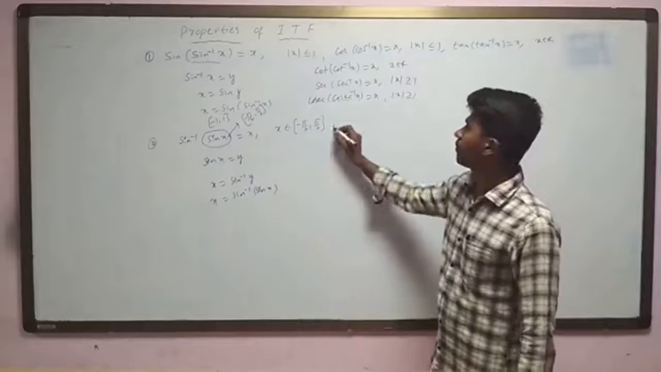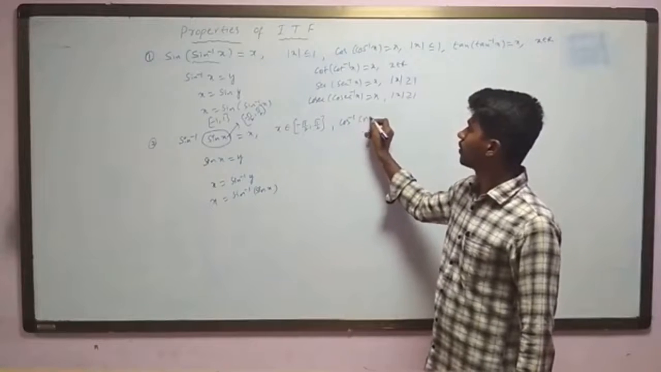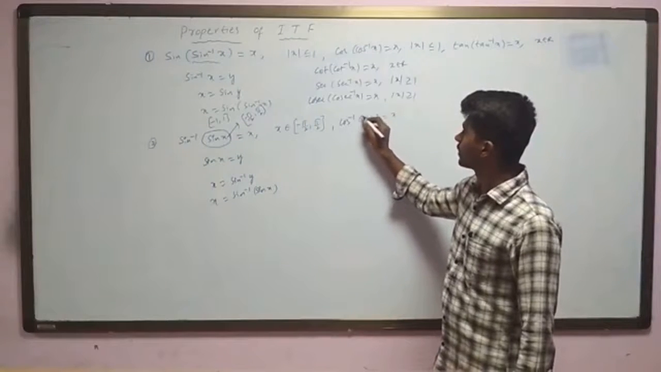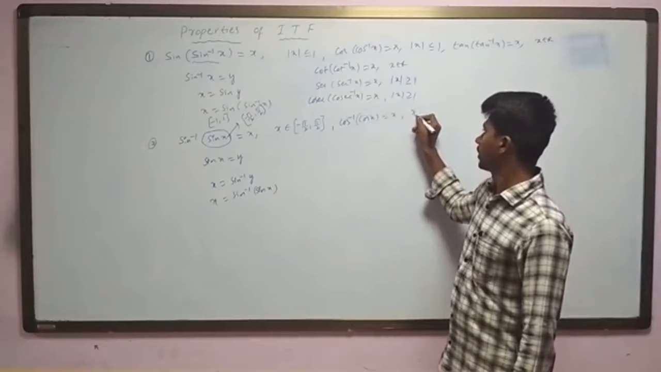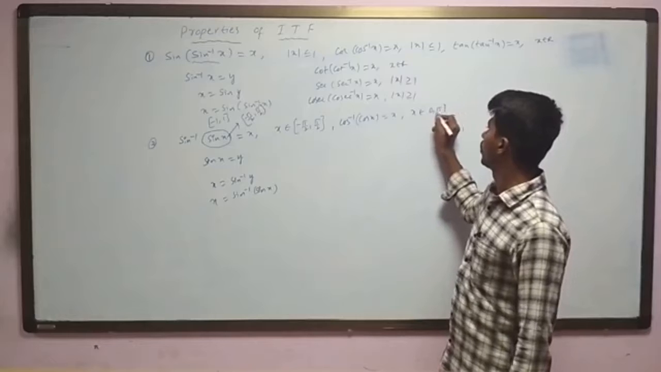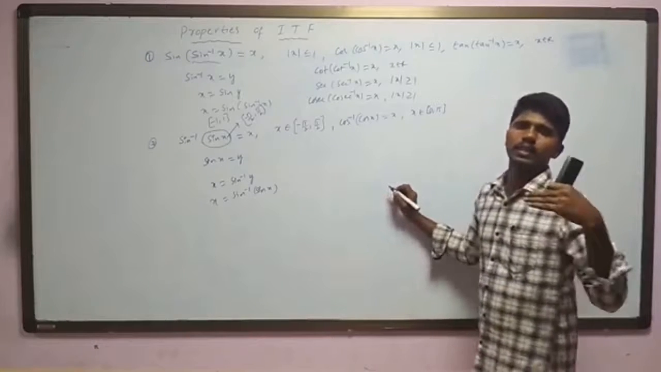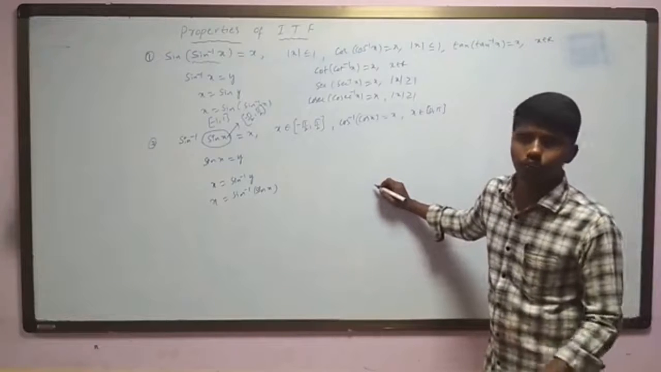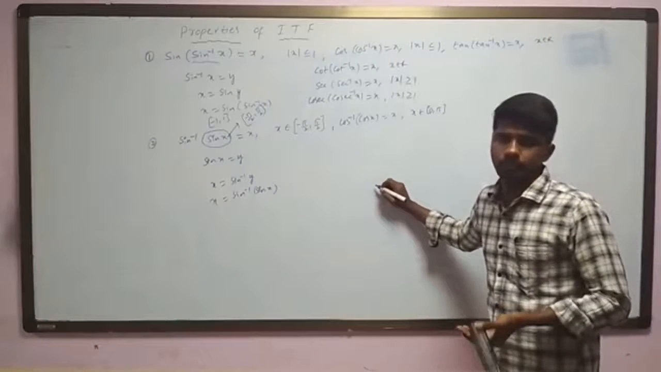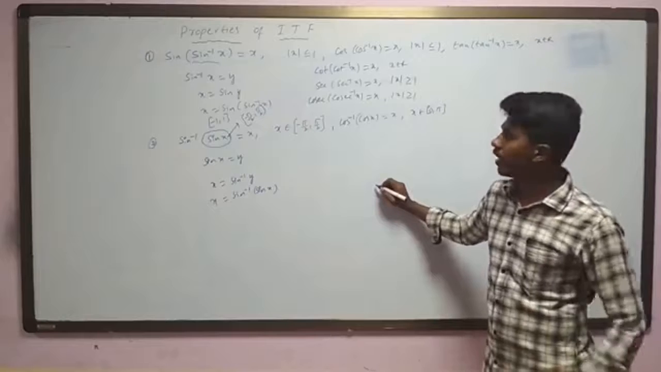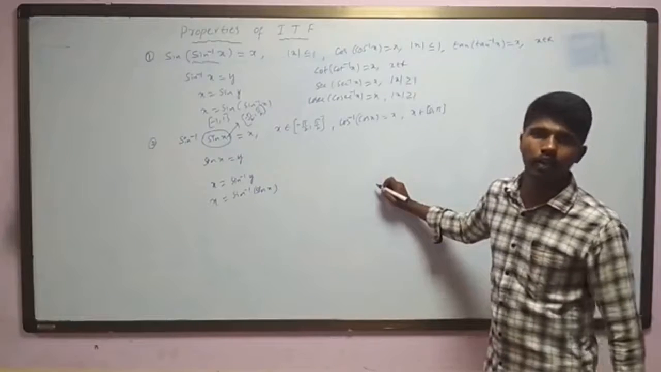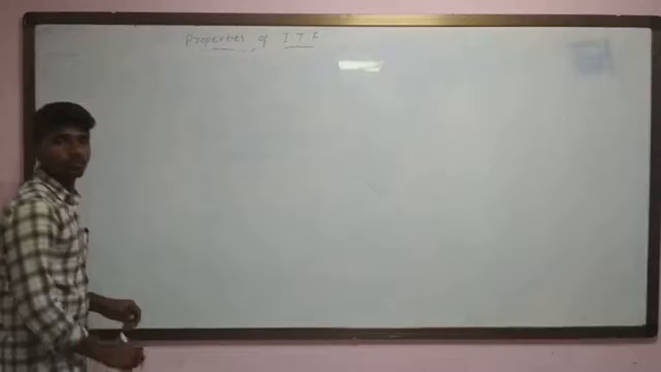Similarly, we can prove cos inverse of cos x is equal to x, where it exists for x belongs to 0 to pi. Similarly, tan inverse of tan x, cot inverse of cot x, secant inverse of secant x, cosecant inverse of cosecant x. All the formulas you have to write in your classwork. Next, property number 3.